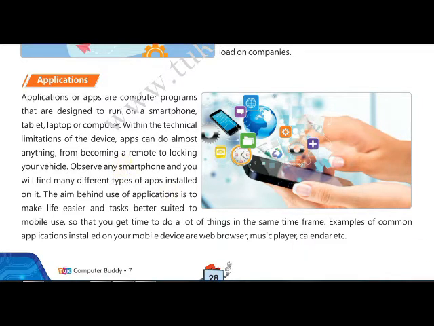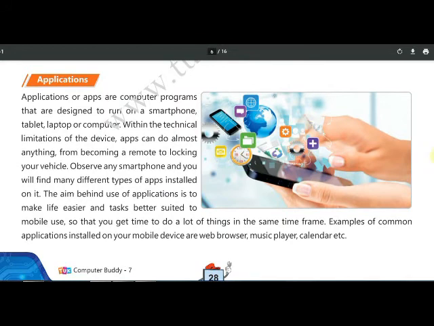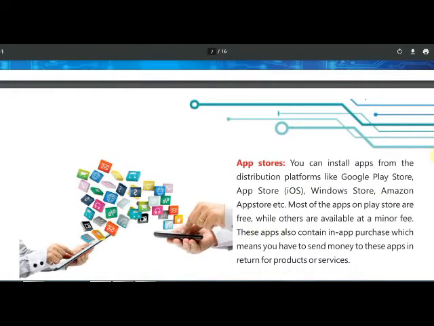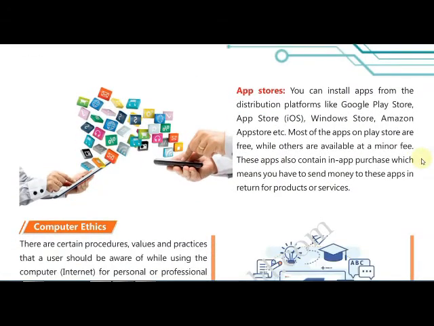After this, the next one is app stores. We know what app stores are. An app store is a place from where we can download or install any application which we require, or which is needed to fulfill a need. Here are some examples of play stores or app stores: Google Play Store, App Store for iOS, Windows Store, and Amazon App Store.